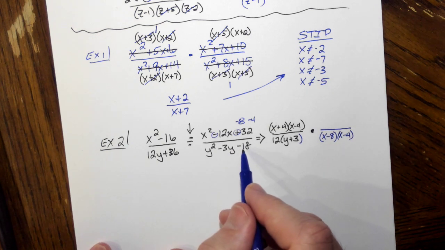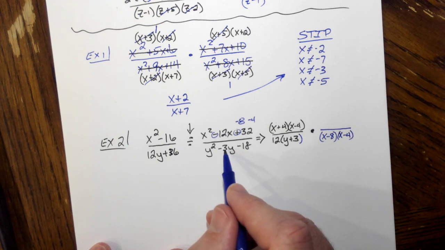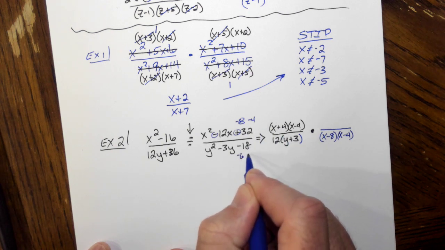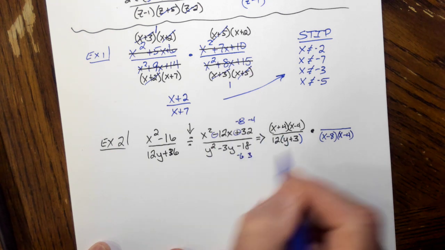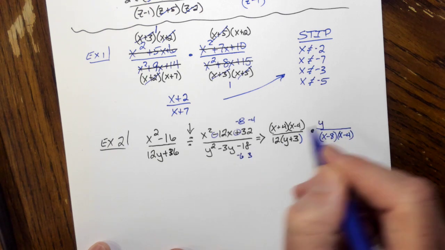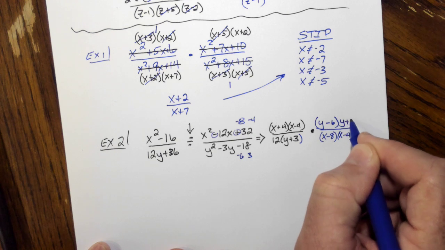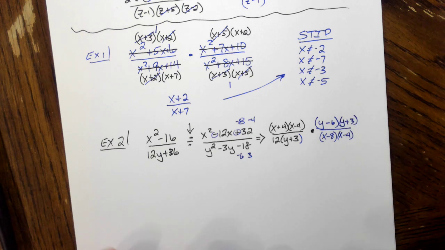Over here, two factors of negative 18 that equal negative 3. Well, that's going to be a negative 6 and a positive 3. Again, flipped. So y minus 6, y plus 3. So let's now do our stipulations.